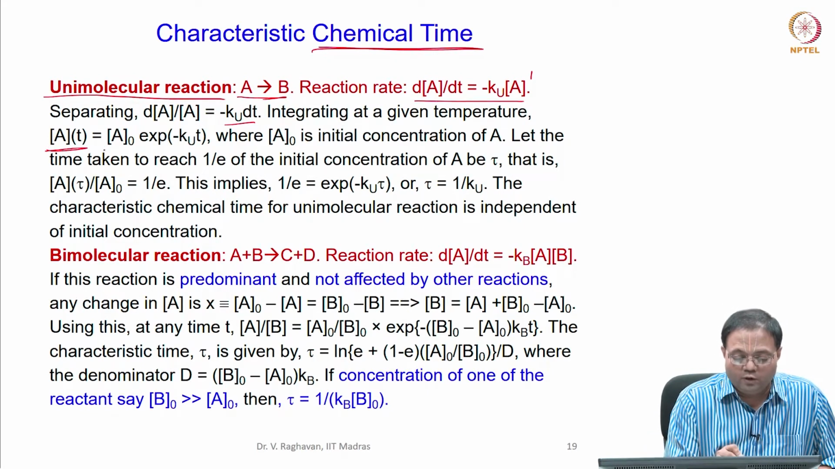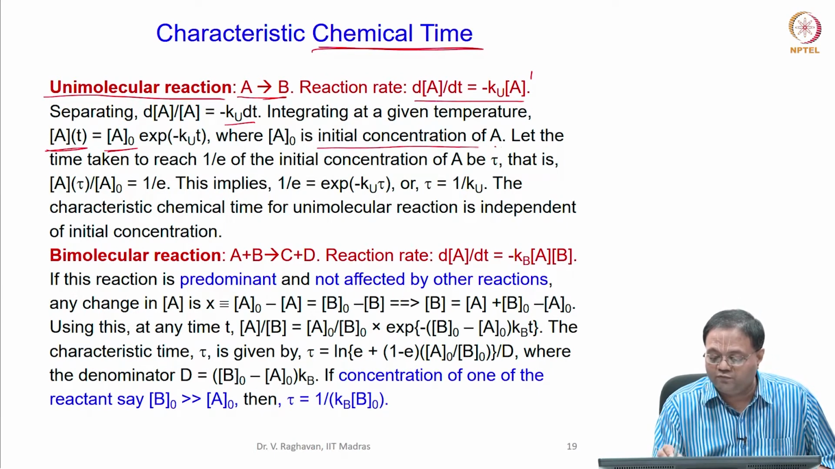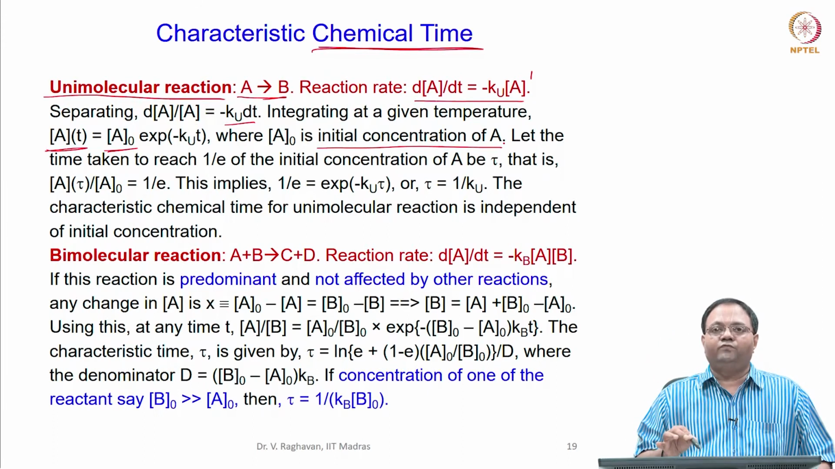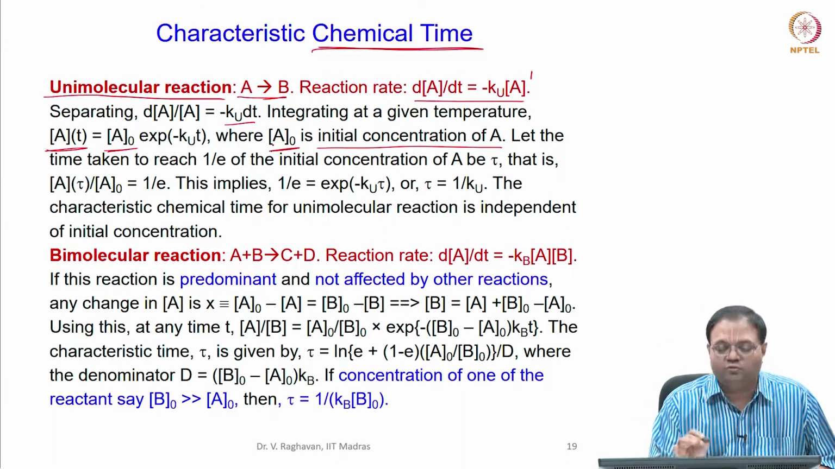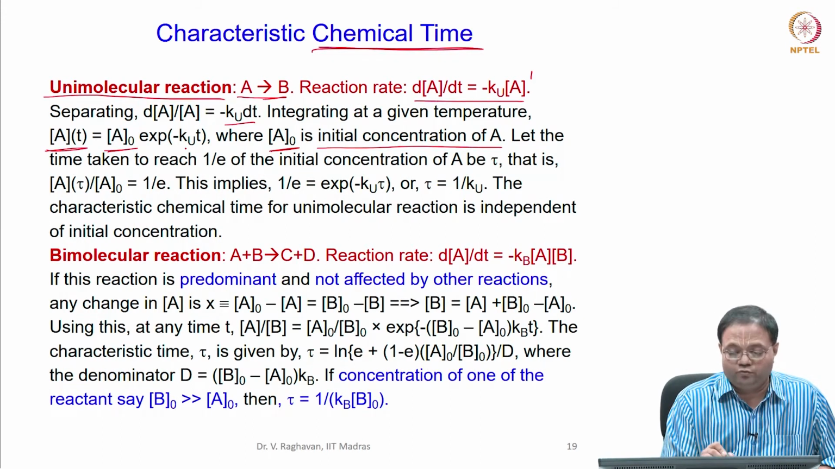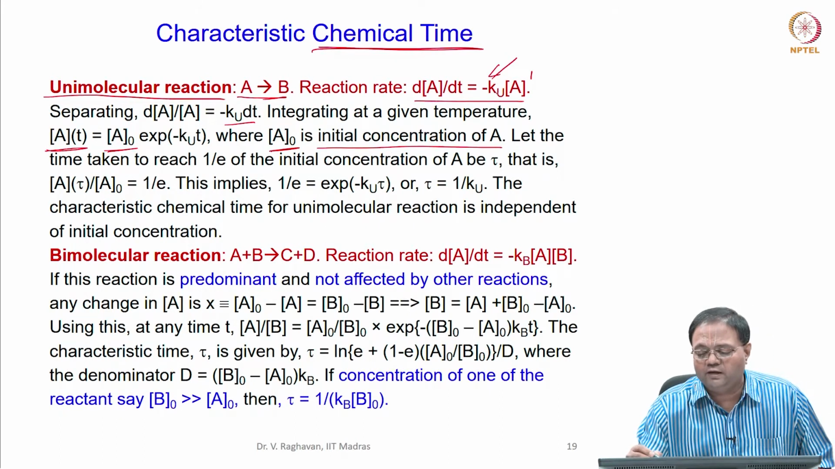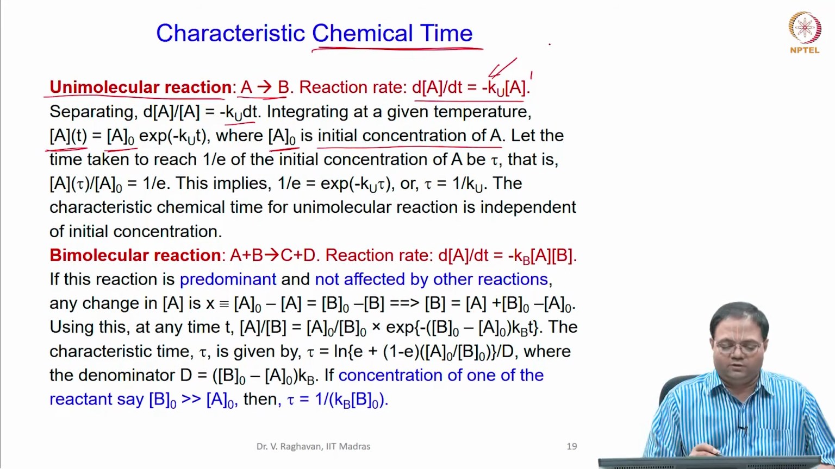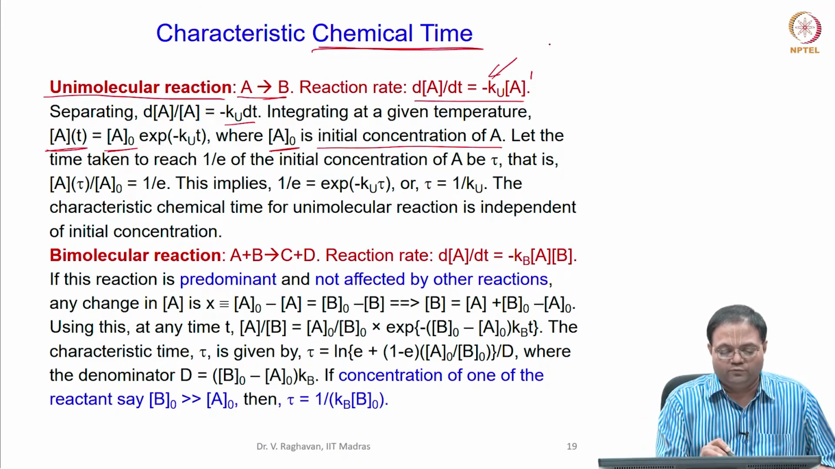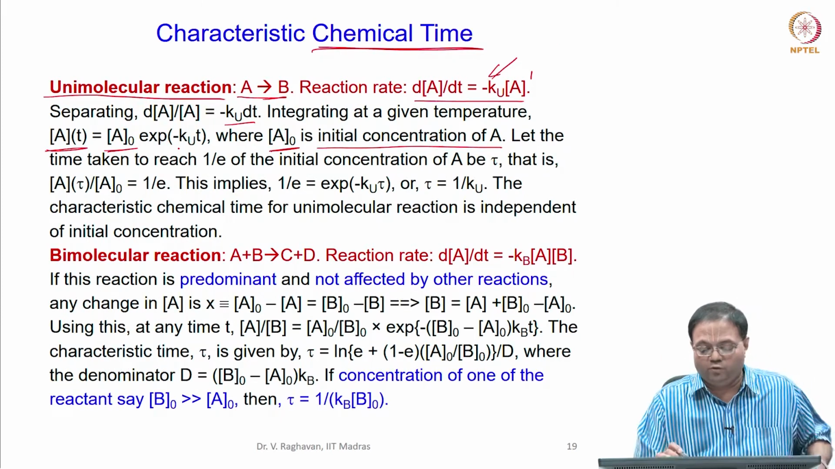The concentration of A will be equal to the concentration of A suffix 0, the initial concentration of A when I start the reaction at time t equal to 0, into exponent of minus Ku t. Here Ku is the unimolecular rate constant. Again, the Arrhenius form or three-term form can be used to evaluate Ku. So, this is a function of temperature, that is what you have to understand here.